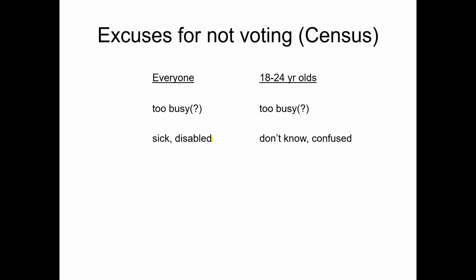Well, sick and disabled is a pretty big excuse amongst the general population. As far as 18 to 24s, don't know about candidates, perhaps confused on the issues. We see that not interested is one of the major excuses. Out of town is a fairly common excuse amongst 18 to 24-year-olds, particularly if they're off working in a new place or in college and they may not have registered or known whether or not they can register or have to go back home to vote, things like that. Don't like the choices is another common excuse as far as not voting. Not interested, again, hits the top there of the 18 to 24s.